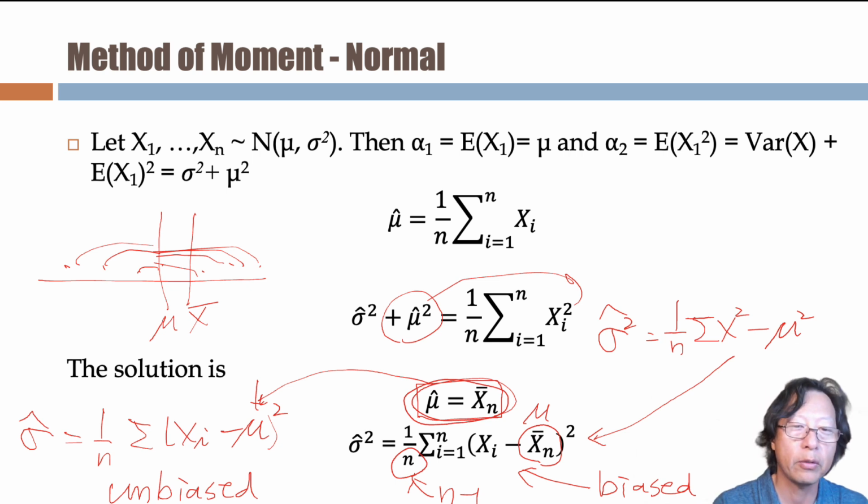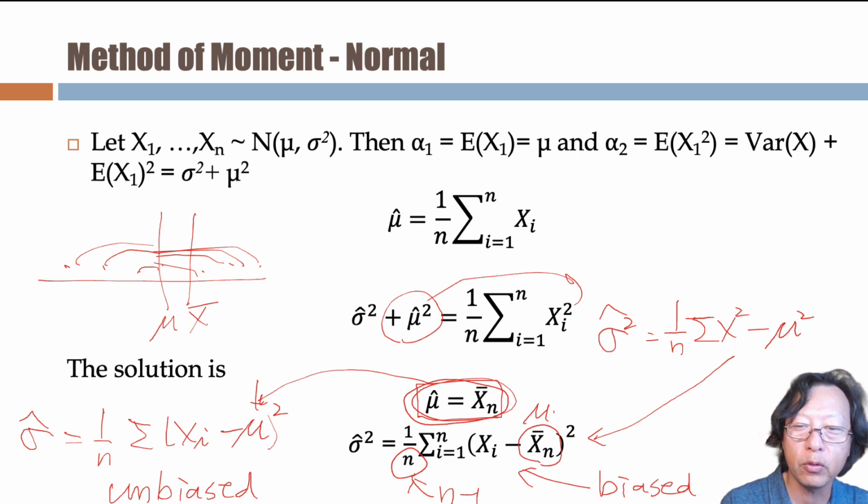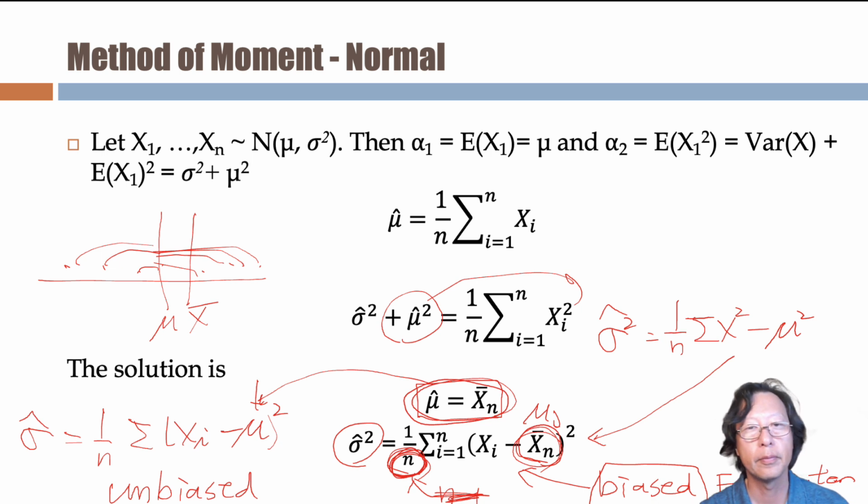I will not talk in detail about why it should be n minus 1. So when we replace mu with x bar, this denominator n will be biased. So if we calculate it this way, with n and x bar, this is a biased estimator. Okay.